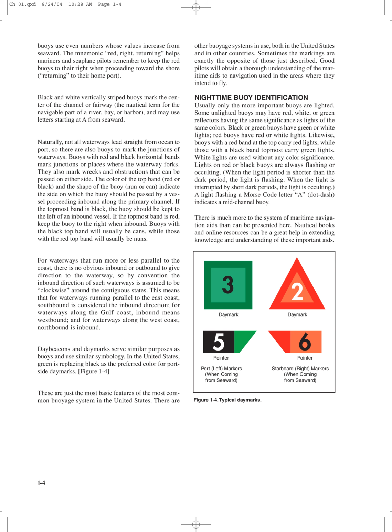Lights on red or black buoys are always flashing or occulting. When the light period is shorter than the dark period, the light is flashing. When the light is interrupted by short dark periods, the light is occulting. A light flashing a Morse code letter A, dot-dash, indicates a mid-channel buoy. There is much more to the system of maritime navigation aids than can be presented here. Nautical books and online resources can be a great help in extending knowledge and understanding of these important aids.